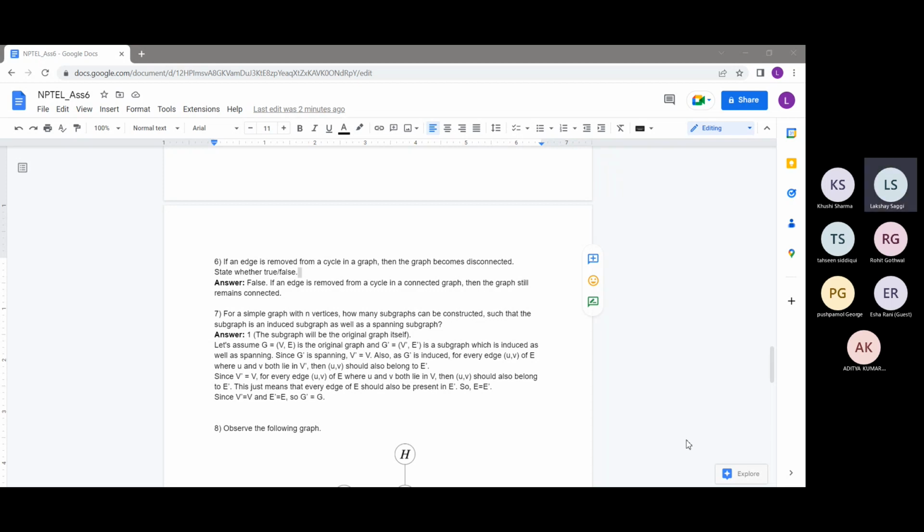So is it clear to you, Tehseen, what I mean to say? The graph will still be connected. It's just that it may or may not have cycles anymore. But connectivity and having cycles are two different things. So yeah, okay, it's clear to you. Nice.